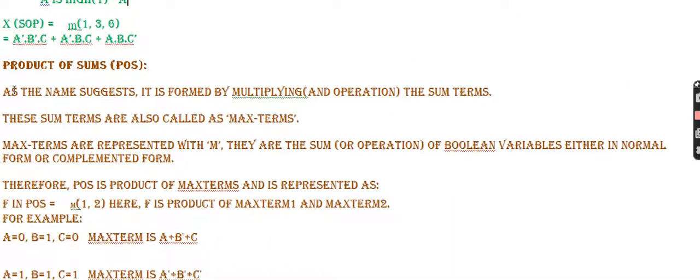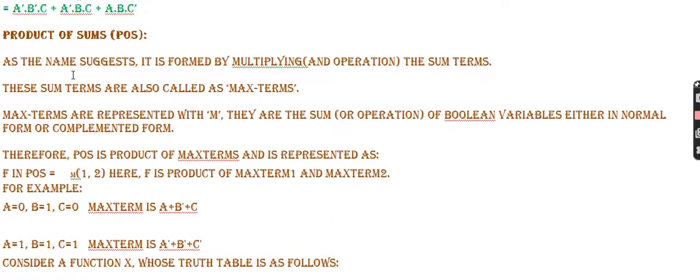Product of sums. This is another way of expressing a Boolean expression. As the name suggests, it is formed by multiplying the sum terms. These sum terms are also called max terms. Max terms are represented with M. They are the sum of Boolean variables, either in normal form or complemented form. As I told you before, normal form is A, B, C. Complemented form is A dash, B dash, C dash, or A bar, B bar, C bar. Therefore, POS is the product of max terms and it is represented by capital M.